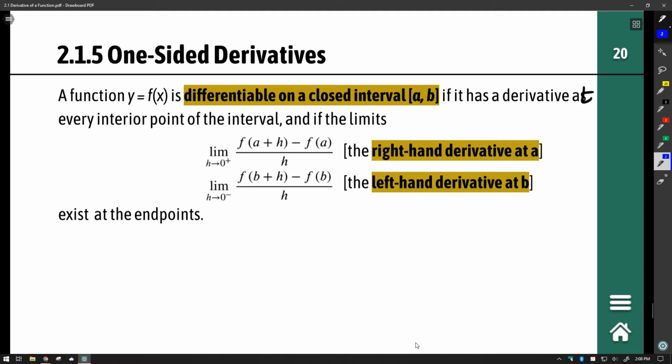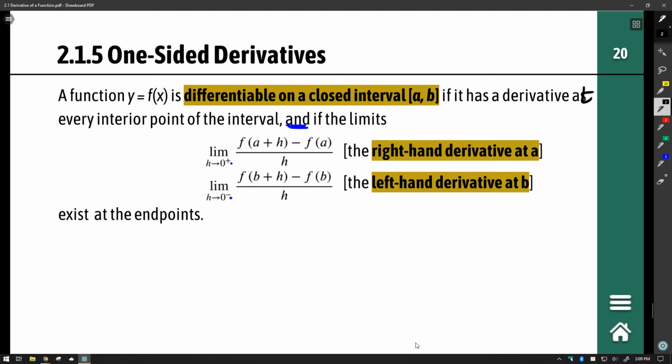A function y equals f of x is differentiable on a closed interval a to b if it has a derivative at every interior point of the interval and if these two limits exist at the endpoints. These limits are the limit as h goes to 0 from the right of f of a plus h minus f of a over h. There is a difference quotient. And the limit as h goes to 0 from the left of f of b plus h minus f of b all over h. There's the difference quotient again.